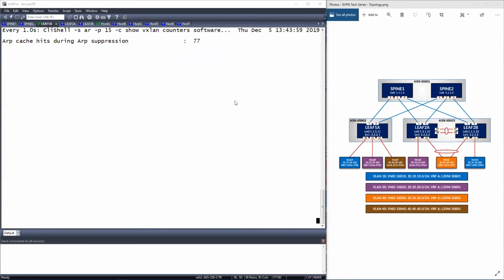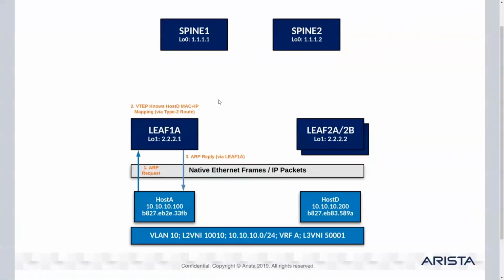So the question then becomes, what if we have a scenario where we don't want this behavior? We do not want ARP proxy to apply to a host or a range of hosts. And we can accomplish this via a feature referred to as ARP proxy exception. So let's go ahead and take a look at this. First, we'll take a look at the scenario.